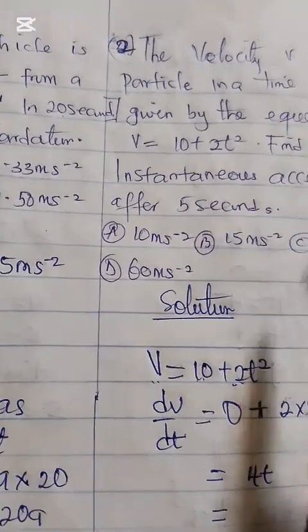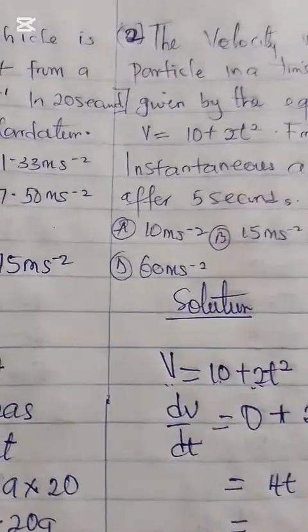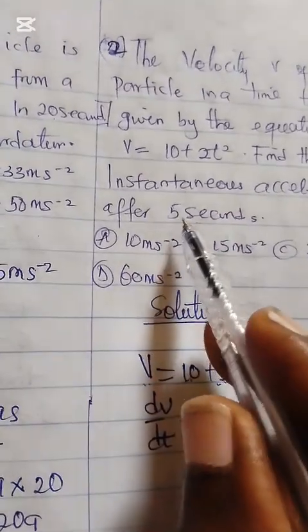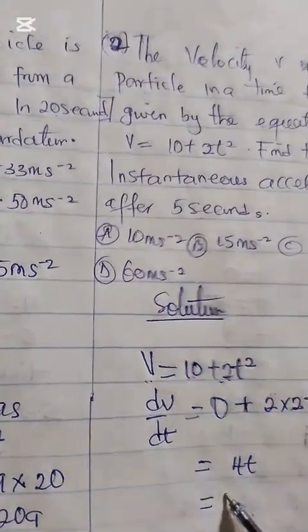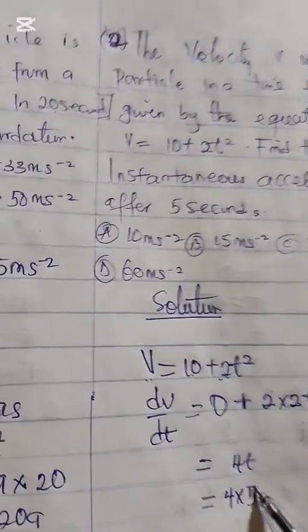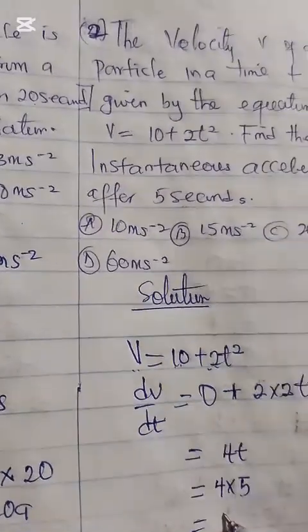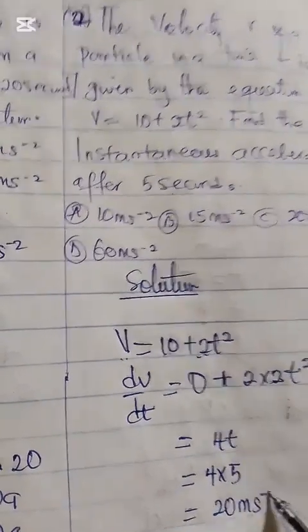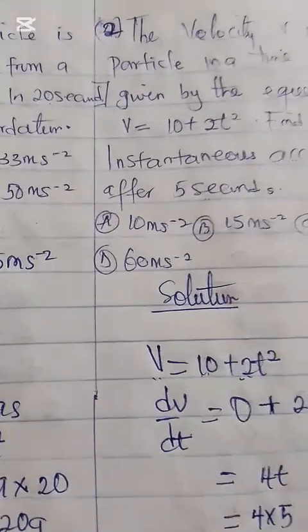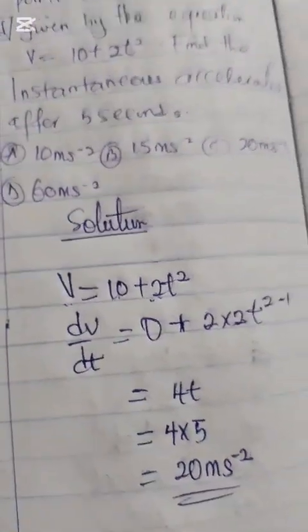But they say the acceleration after 5 seconds, which means I'm going to substitute t for 5, which will be 4 times 5, which will be equal to 20 meters per second squared. That is how you solve this kind of question.